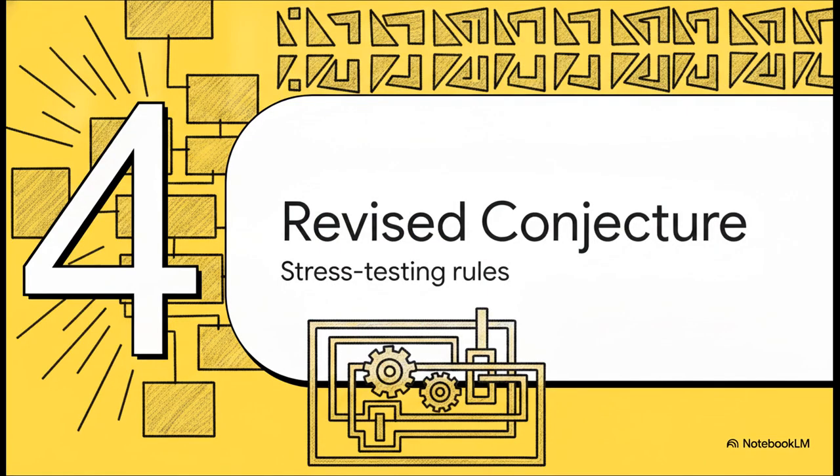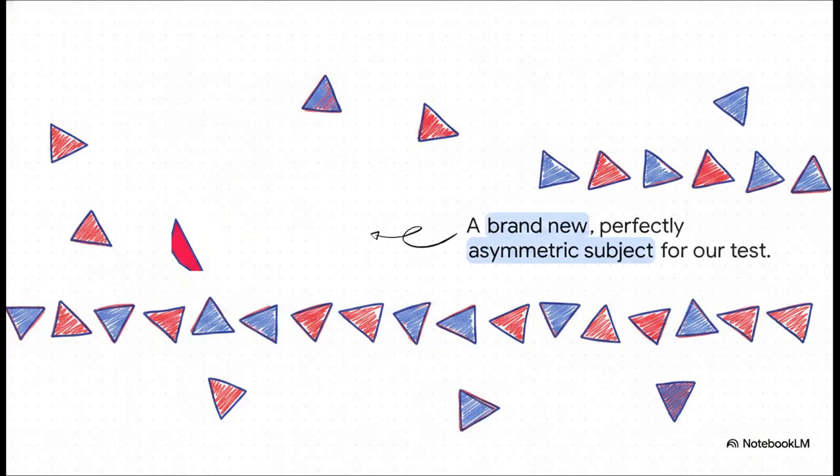Section 4. Testing the revised conjecture. It's time to stress test these new rules. To do this properly, we need a brand new subject. We are going way back to basics with a completely random, highly asymmetric shape. Notice this jagged design, red interior, blue edges. There is zero hidden symmetry here. It's perfectly asymmetric. We're going to use this little guy for our ultimate test.